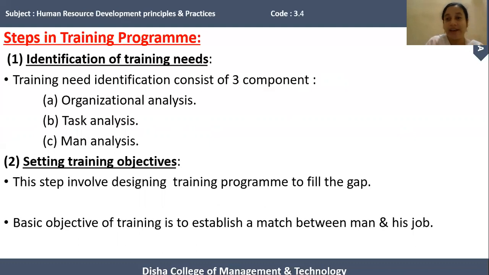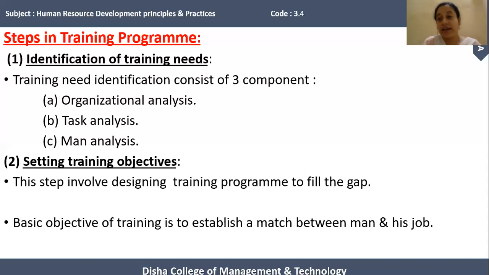So for different persons, there are different purposes of training. For example, when a new employee is appointed in an organization, for him there are different objectives of the training program. The organization plans to provide knowledge related to the company's policies, programs and rules. The organization also provides knowledge related to the company's work culture, so that the person is able to cope with the organizational environment. So for him the purpose of training is different.